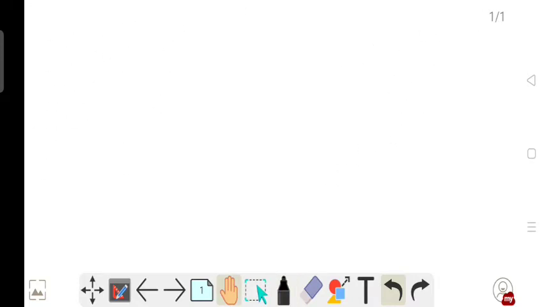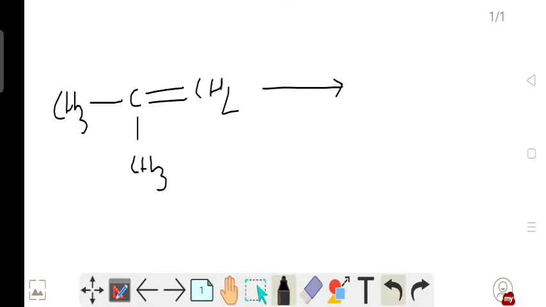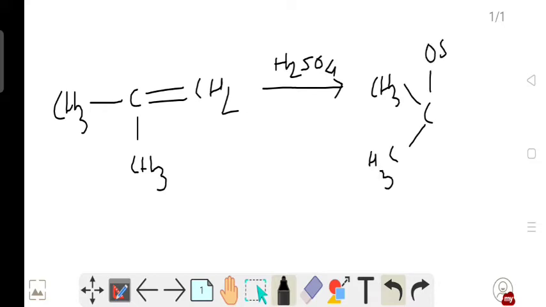Let me write this equation once again. For example, CH3, C with another CH3, double bond CH2, and if you add H2SO4 here, then according to Markovnikov addition, the negative part, HSO4 minus, or you can say the nucleophile, will attach to the carbon center where fewer hydrogen atoms are present. So the product will be CH3, C, CH3, with OSO3H, and this one is CH3. This is the overall reaction.